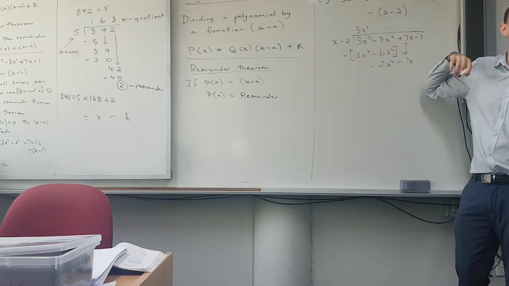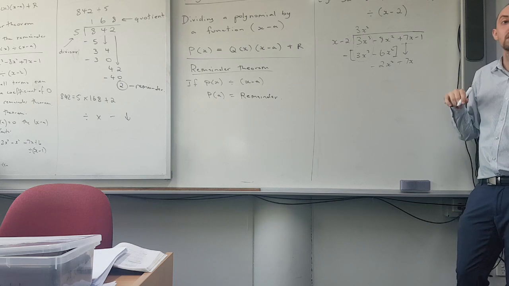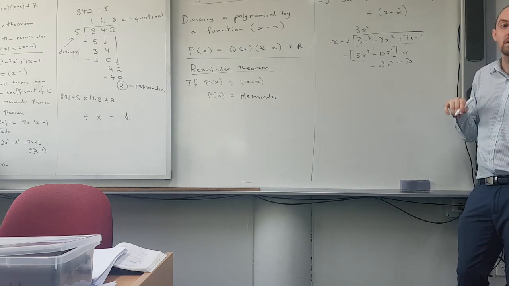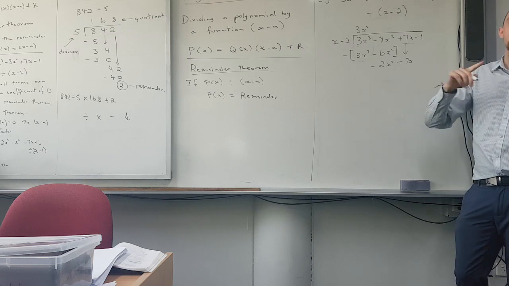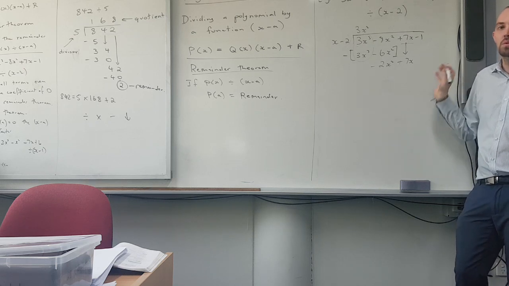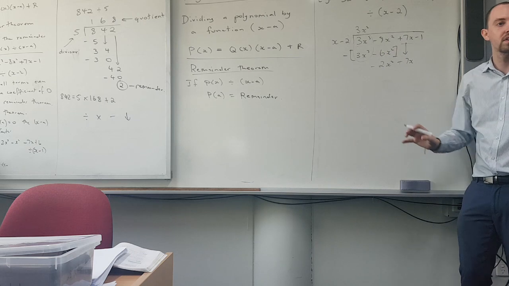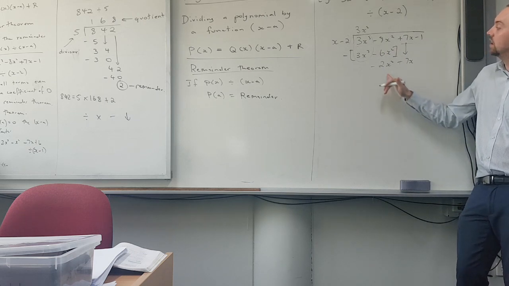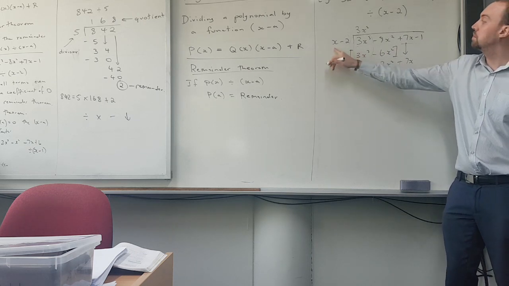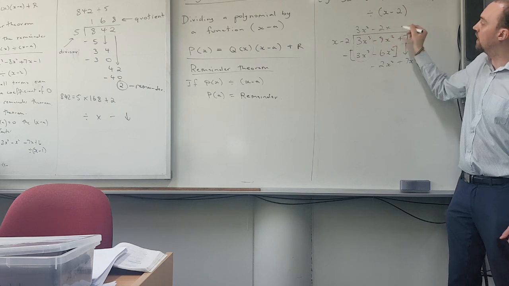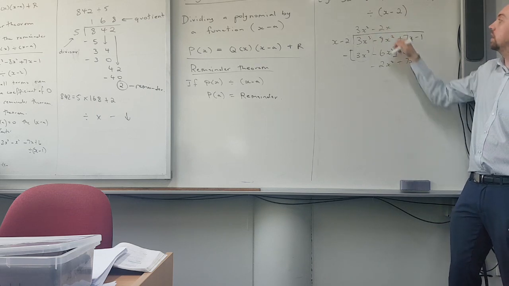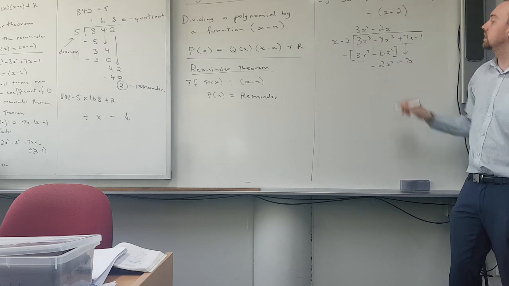Yes? If we were to put those into the graphics calculators, would they solve that? There is a way to do it on the graphics calculator. We'll come back to that later. We do need to know this process algebraically first. So negative 2x squared divided by x is negative 2x. Make sure that's nice and clear.